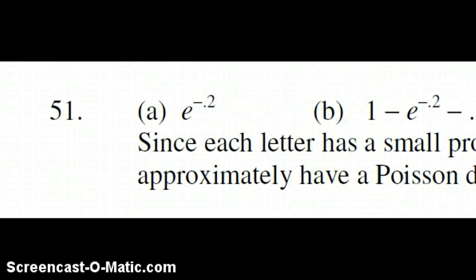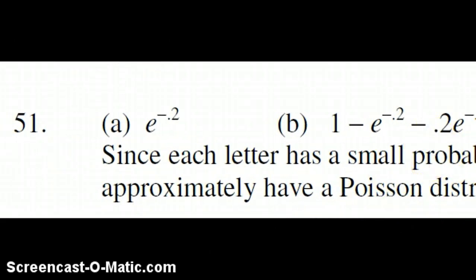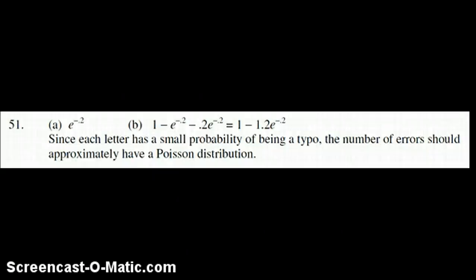Okay, the next question was 51. And here's the first exercise that really deals with a Poisson distribution. On this one, we're given that there's about 0.2 chance of getting a typographical error on a page. That's the expected value, the expected number of errors per page. Given that, they want to know the probability of the next page containing 0 or the next page containing 2 or more errors.